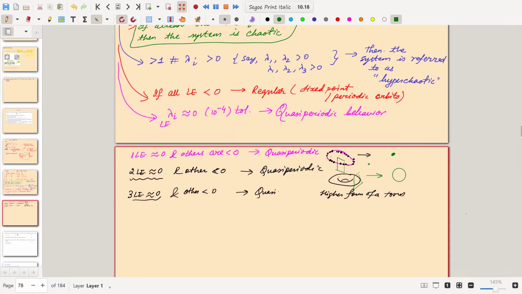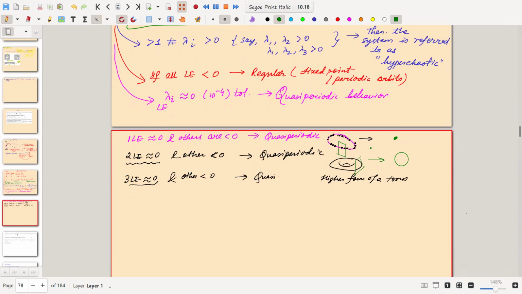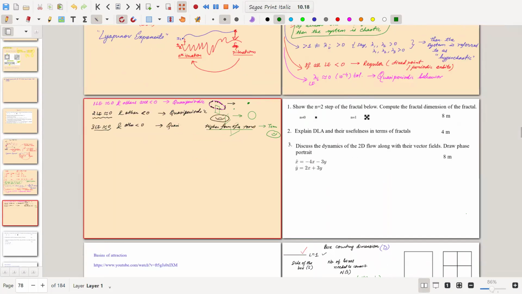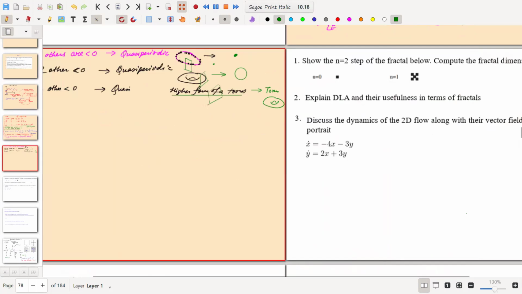Now suppose you put a paper on the higher form of a torus. What will you see? You will see a torus, like a donut. You will see a donut. How did this happen?